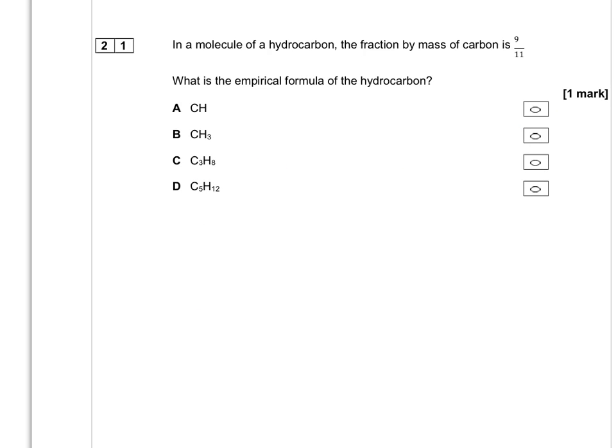In a molecule of a hydrocarbon, the fraction by mass of carbon is 9/11. What is the empirical formula of the hydrocarbon? So 9/11 as a decimal, rather than the fraction, is 0.818. That means that 1 minus 0.818 is what's left as being hydrogen. Okay, then it is simply an empirical formula question.